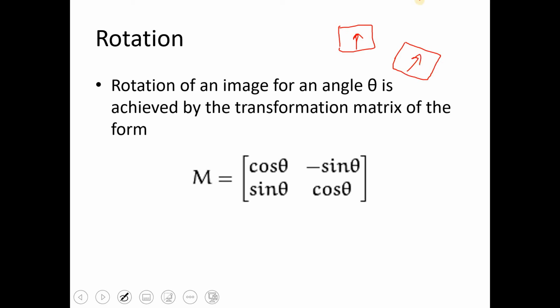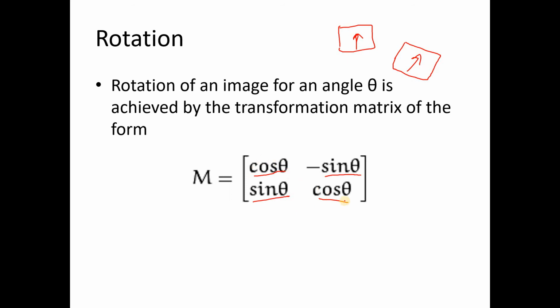So rotation of an image by an angle theta is achieved by a transformation matrix of this form. If this is your image, for example, we will discuss how we calculate the theta. Theta is the angle of rotation, and this will define your rotation matrix. You are using the common trigonometric functions, cos theta and sin theta. All of you know what they are.